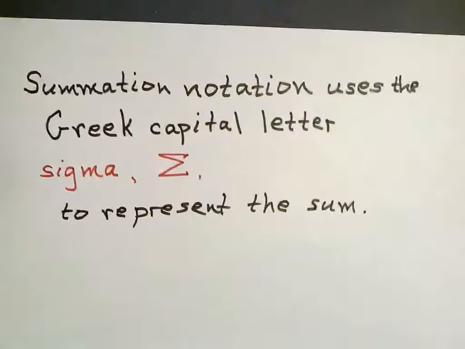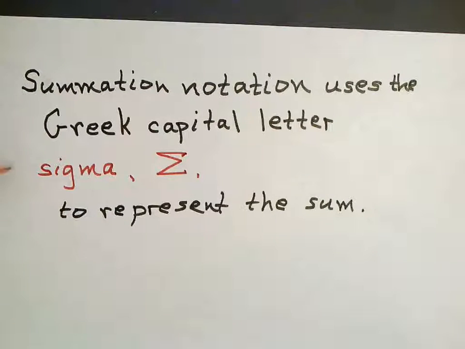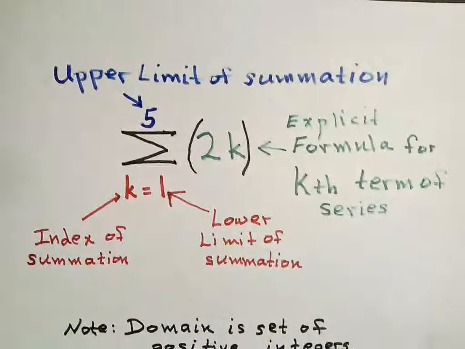Then we have a special notation, the summation notation, which uses the Greek capital letter sigma to represent a summation, which means we're going to be adding something. It represents a sum. And we have a special representation here. Let's look at an example.